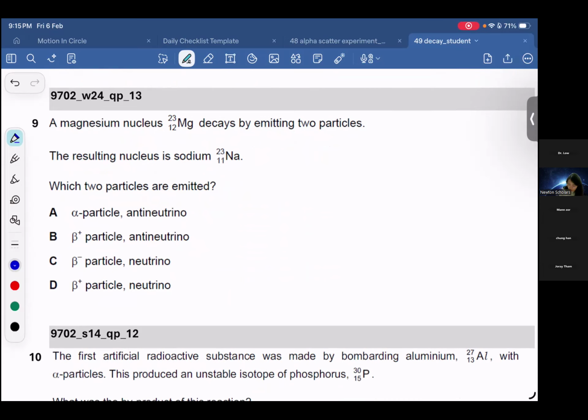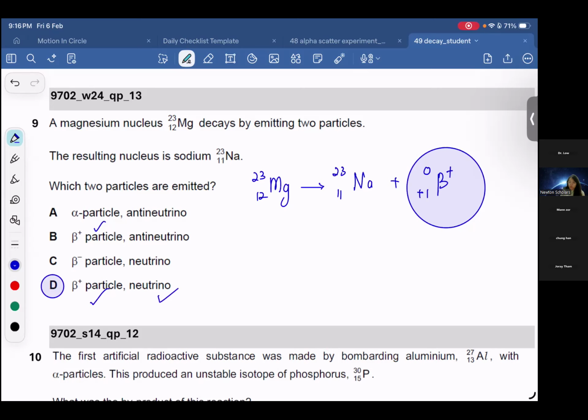Manjo. Okay, so this one is magnesium-23, 12 Mg. So it will decay and we will get sodium-23, 11 Na. So they will have two particles here. What are these two particles? Manjo, yes. Kaichen, yes. Okay. So here, in order to balance, here is 0. Can you see? 23, 23. So it must be 0. Then 12, then 11. Then here, it must be a positive 1. Then only can we get 12. So this one is beta plus. Answer is D because beta plus comes together with neutrino.